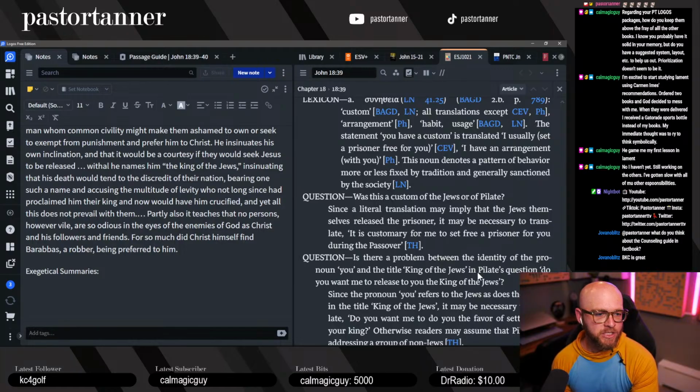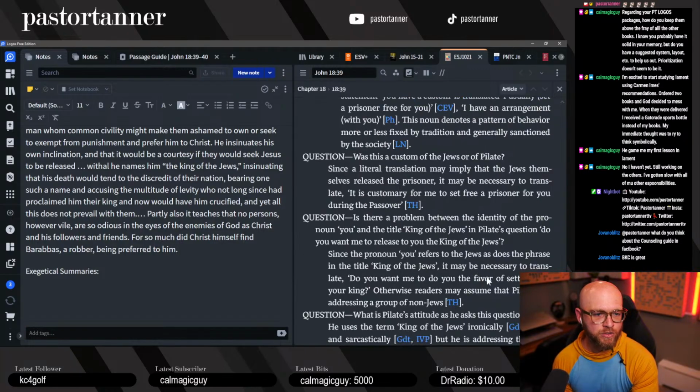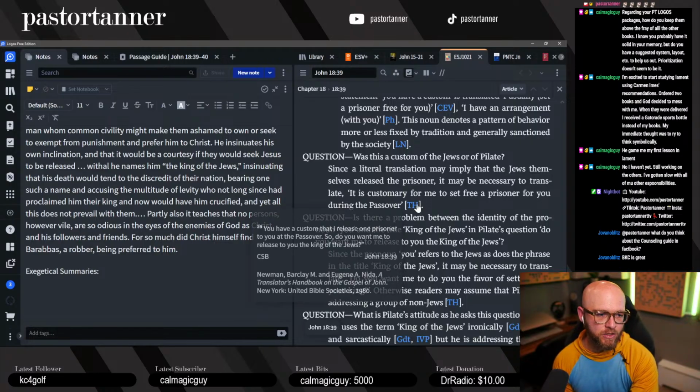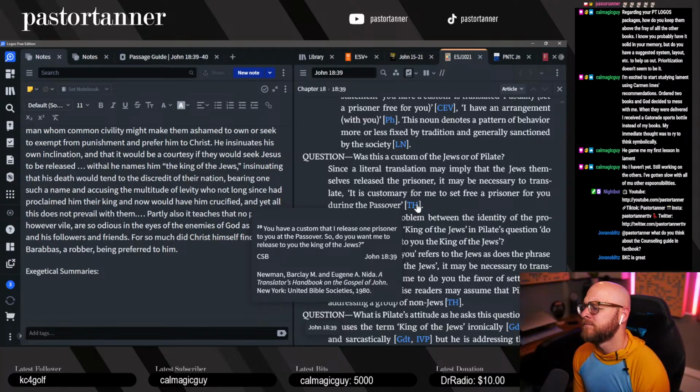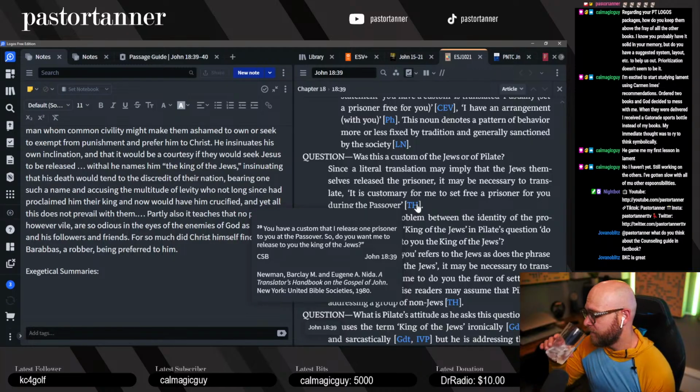And the answer is, since a literal translation may imply that the Jews themselves released the prisoner, it may be necessary to translate, it is customary for me to set free a prisoner for you during the Passover. So that's just brought up by the translator's handbook, which is actually helpful, okay? Barclay and Nida. And so this comes from, I forget the resource, but yeah, they're the handbooks that are used in translation of the Bible. So that's very helpful.